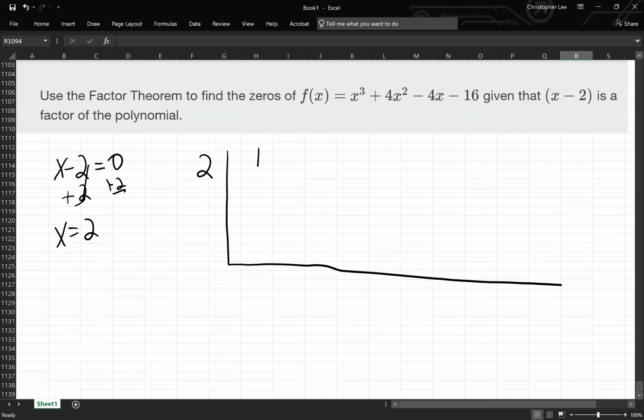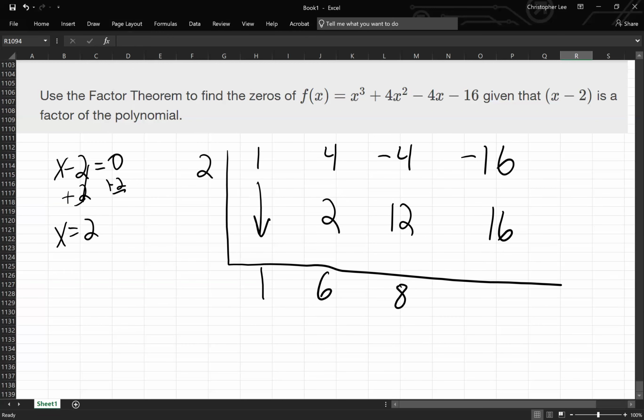So now what do I have? I have 1, 4, -4, and -16, right? Bring down that 1 first. 2 times 1, 2. 4 plus 2, 6. 2 times 6, 12. -4 plus 12, 8. 2 times 8, 16. -16 plus 16, 0. Bam. Right? So that proves that x minus 2 is in fact a factor, right?